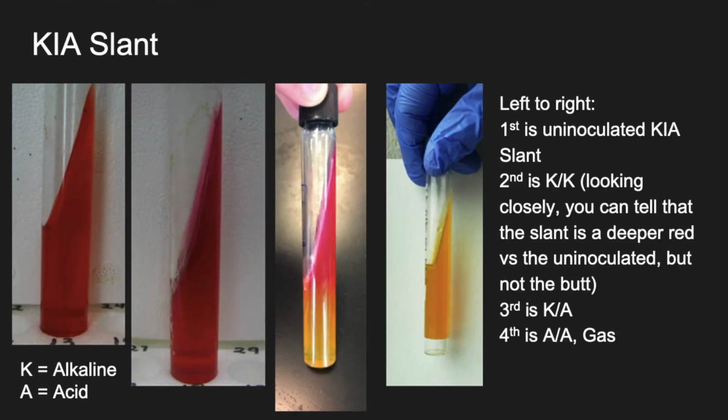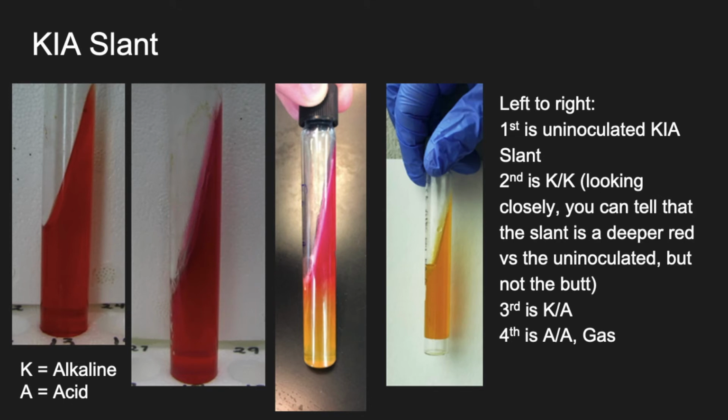Here is the first picture of our KIA slant. Left to right, on the very far left, we have an uninoculated KIA slant. It's totally red all throughout. It's not inoculated. That's what it looks like before anything happens.